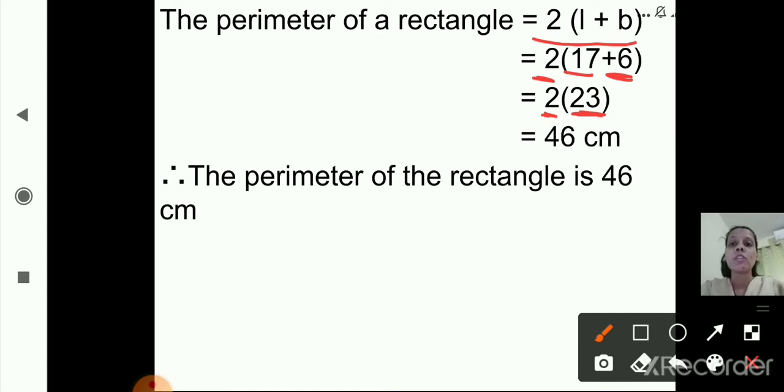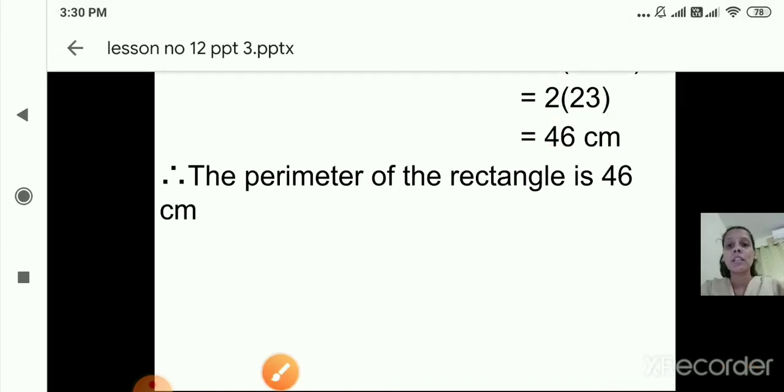So 2 in bracket 23 means 2 multiplied by 23. So 2 multiplied by 23 is 46. Okay, and the unit is centimeter. Therefore the perimeter of the rectangle is 46 centimeters. I hope you are clear with this third sum.